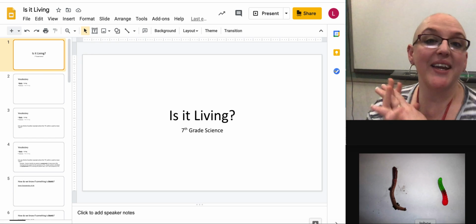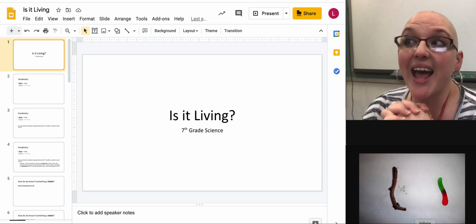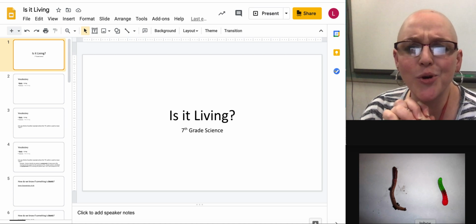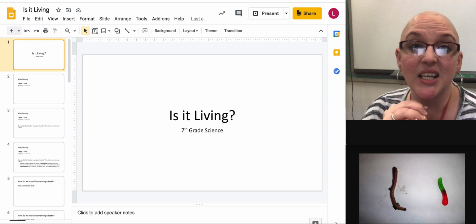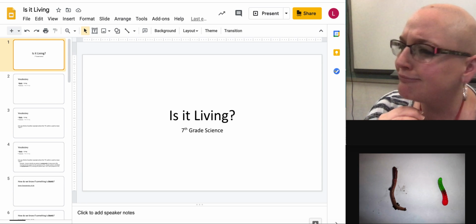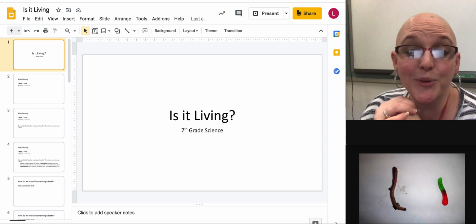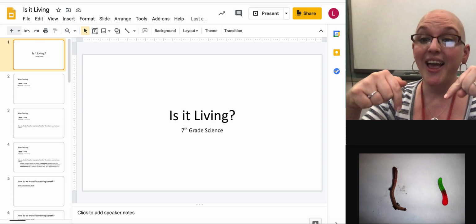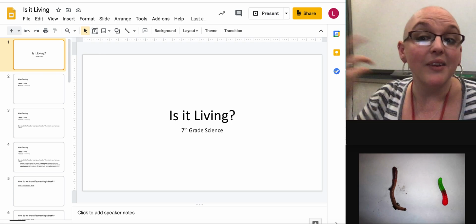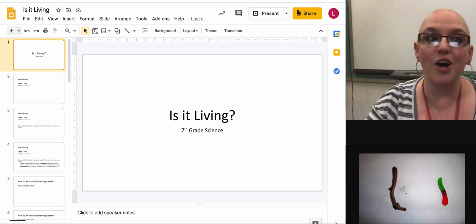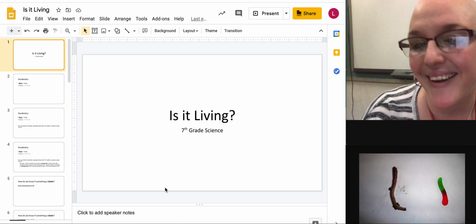So, I would like to bring up a question with you today that I feel like a lot of people don't ask anymore, and that's a shame because it's a really important question. And that question is: is it living? So, to begin, I'm going to show you these two worms right here. This one is an earthworm. This one is a gummy worm. Which one's living? How do we know? Well, let's find out with the magic of science.